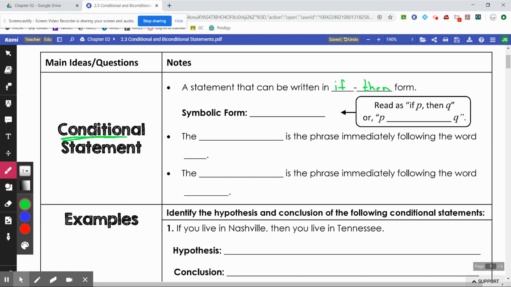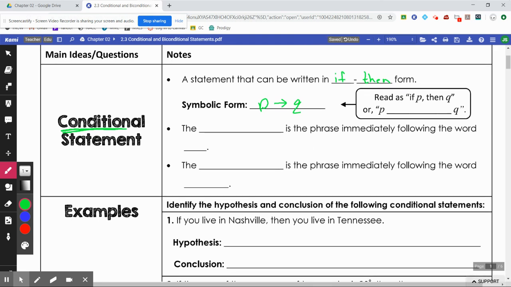It has what's called implication. Something implies something else. The symbolic form of this: if P happens, and you'll draw an arrow, then that implies that Q is going to happen. This is read as if P then Q, or P implies Q. That's the implication I was telling you. P happening tells you that Q is about to follow and it's going to happen as well.